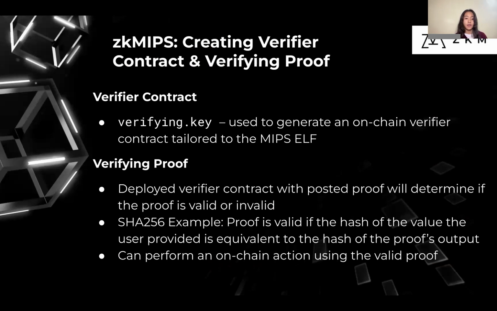And then that proof will be posted to our deployed verifier contract. And in our specific example, this will compare the hash of the inputs to the hash of the outputs. So the proof is valid if the hash of the value that the user provided is equivalent to the hash of the proof's output for our example that we're using. And from there we can perform any kinds of on-chain actions, like for example, in our case, minting tokens using the valid proof. And if the proof is invalid, we won't be able to do that on-chain action.